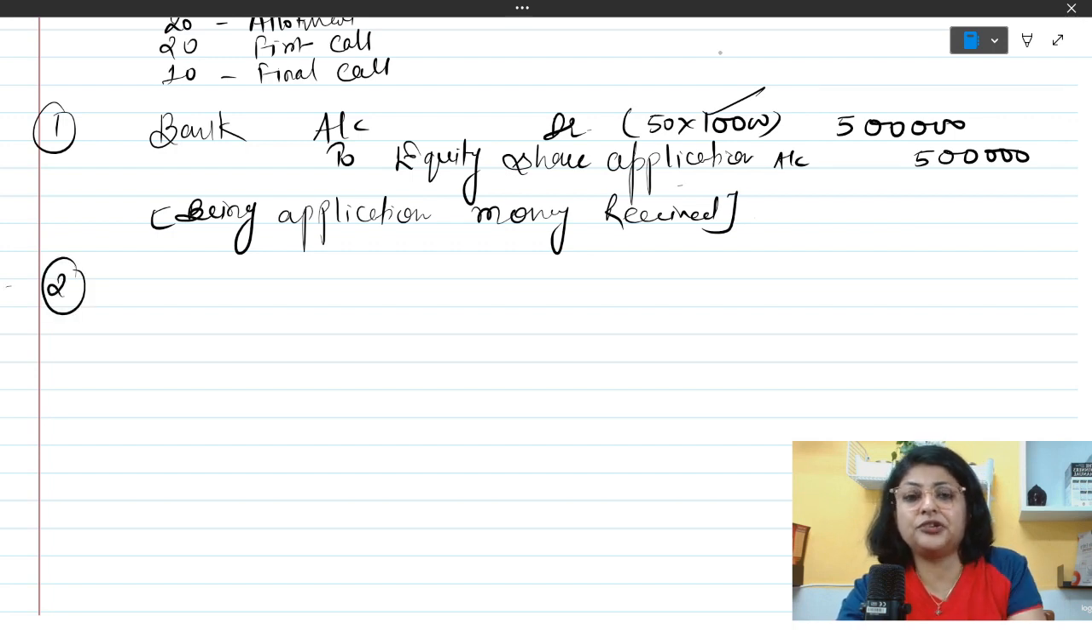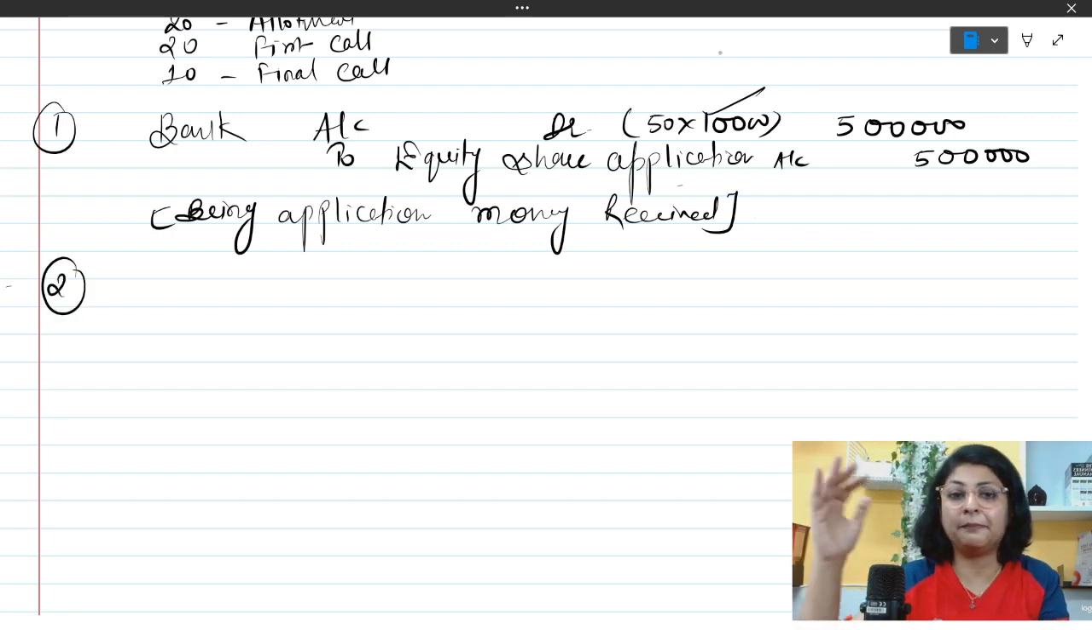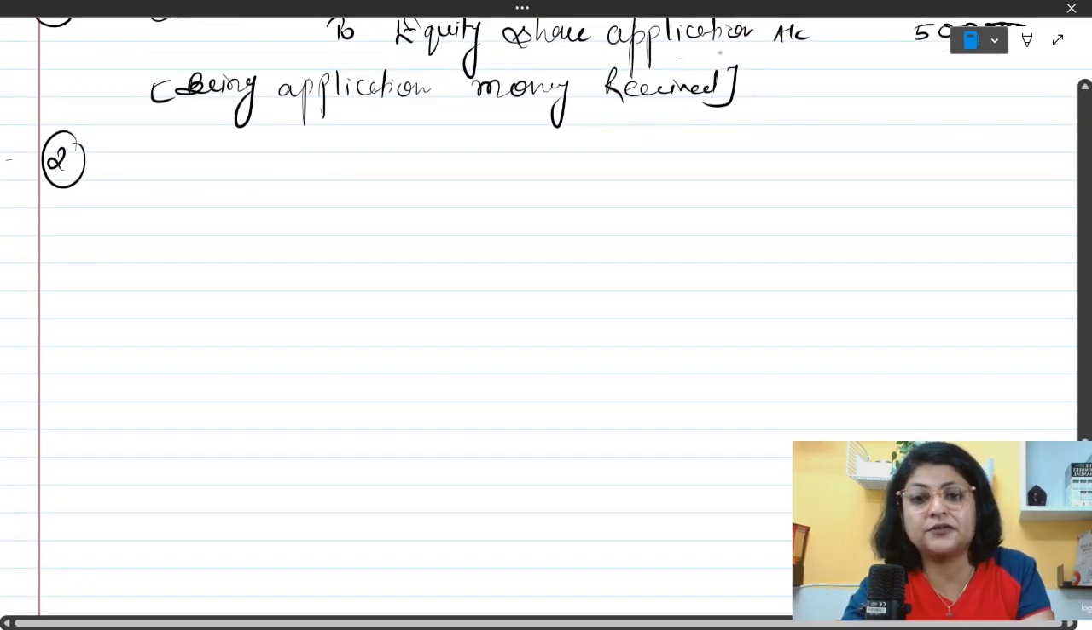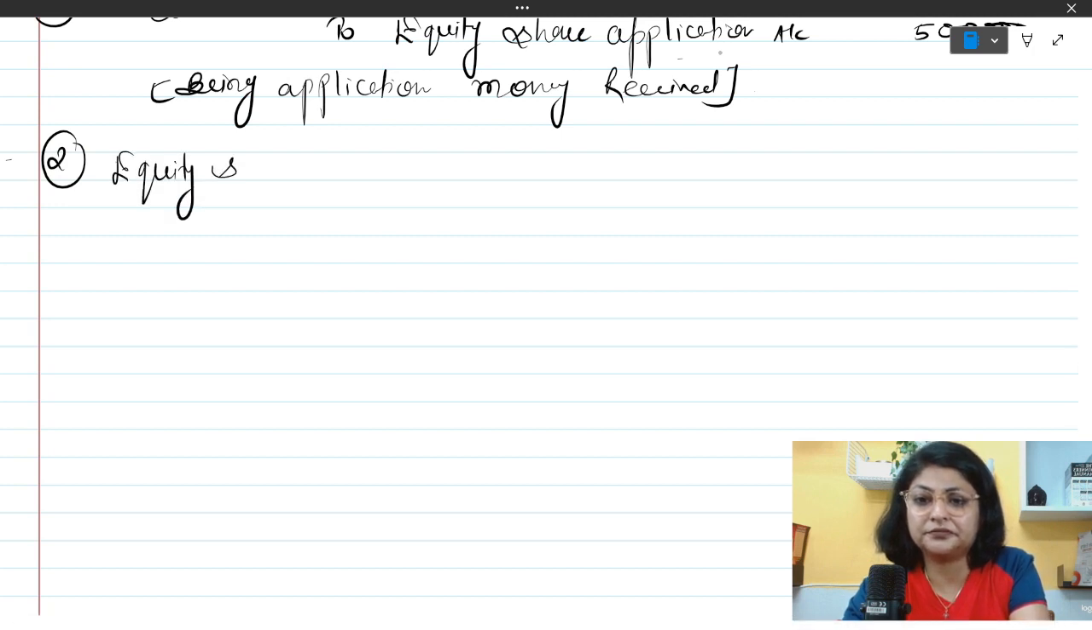Number 2 entry is, this is a temporary account, application account, allotment account. These all are temporary accounts. They are transferred to the capital. Okay, so the entry is going to be equity share application account debit to equity share capital.